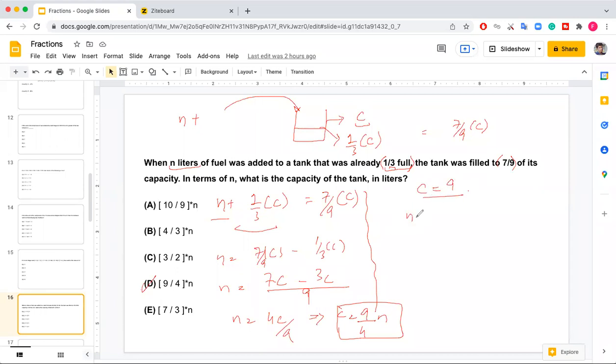So we are adding n liters, and the tank is already 1/3 full. So 1/3 of 9, and the result is 7/9 of capacity 9. So n will be equal to 7 minus 3, equal to 4. Now n is equal to 4. The question is asking, what is the capacity of the tank? If you substitute n as 4, the result is 9, which is our capacity. So you can proceed both ways, either by using the variable or by using some values. In most scenarios, it is better to just come up with some value.